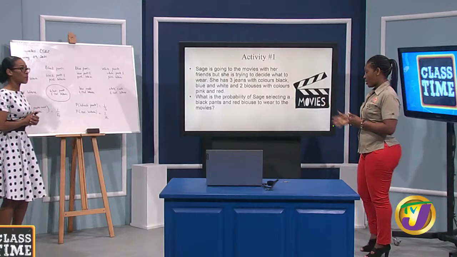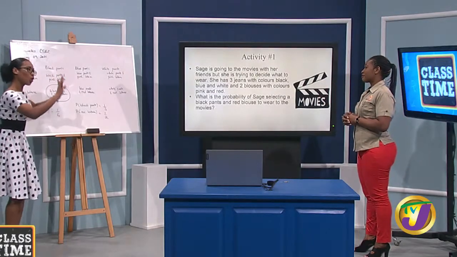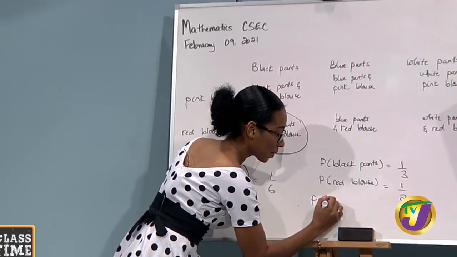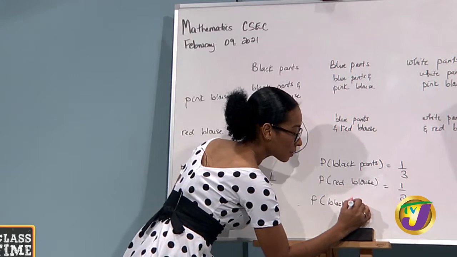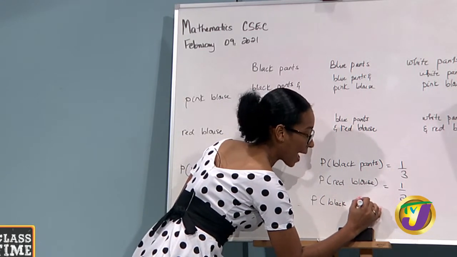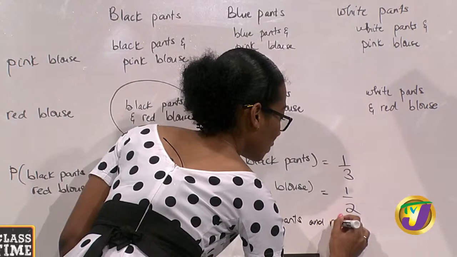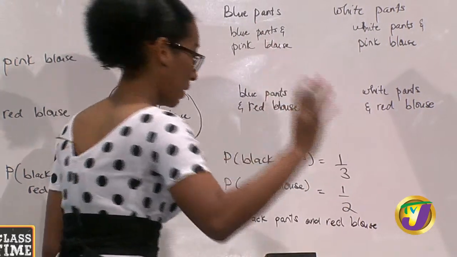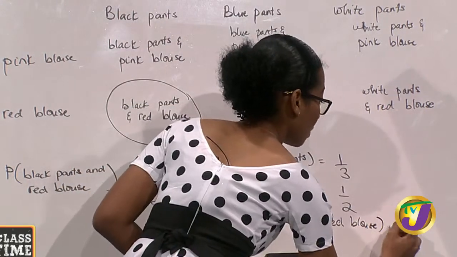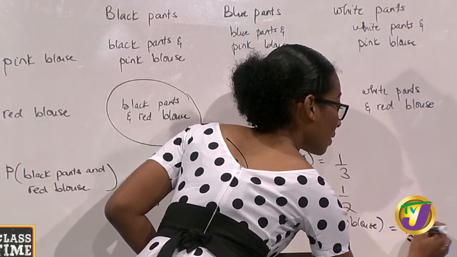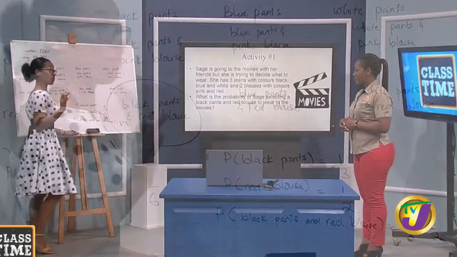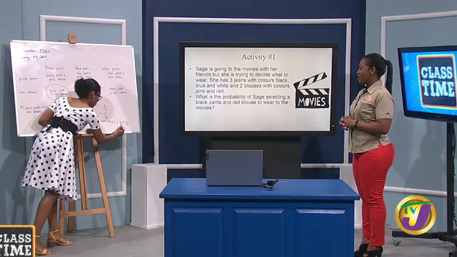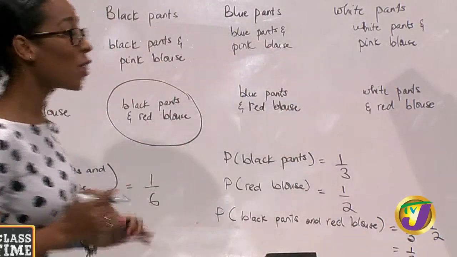Well, show me. Let me see what you're saying. So I'm going to show you and then I talk again. All right, let me show you now. So the probability of wearing the black pants and the red blouse, the relationship between the combination of these probabilities is multiplication. So it's going to be 1/3 times a half, which gives us 1/6. Nice. Look at that. So tell me if you learned now.